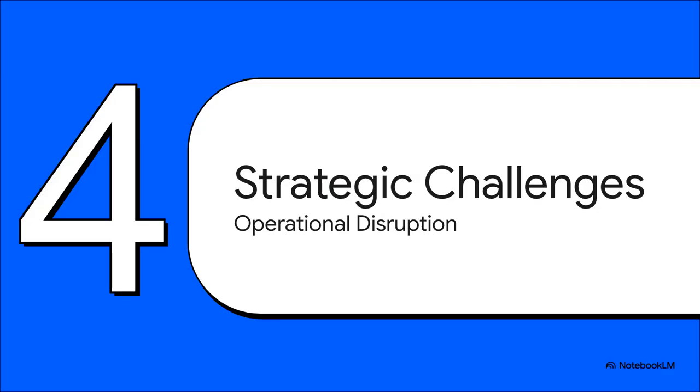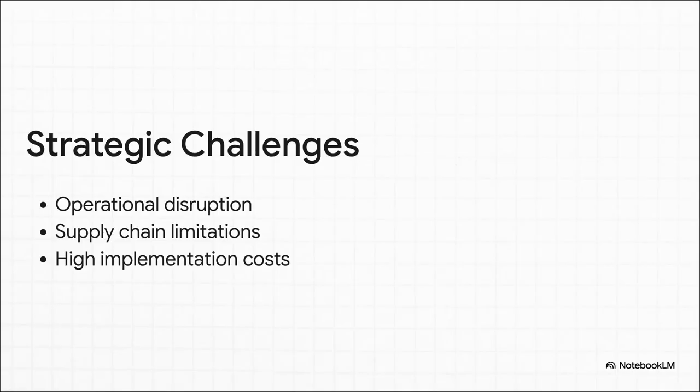Fantastic work. Let's move on to Section 4, Analyzing Strategic Operational Challenges. Now look, shifting to sustainable operations is not frictionless. In fact, it's incredibly difficult, and businesses face immense strategic challenges when doing so. First, there's operational disruption. Think about the downtime of recalibrating machines and entirely changing established workflows.